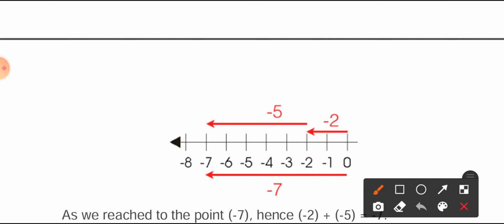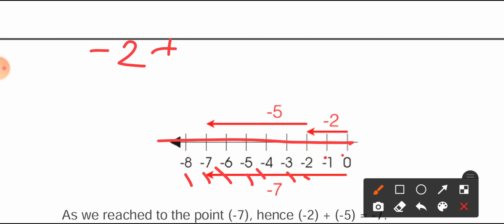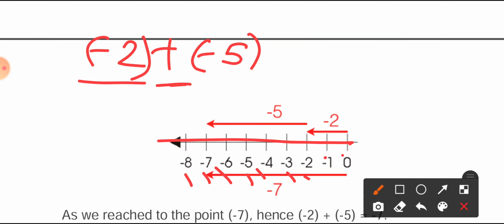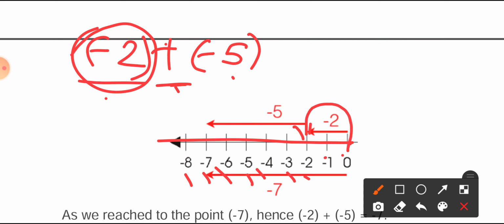So we will make a number line: 0, -1, -2, -3, -4, -5, -6, -7, -8. It is given that we have to add two negative integers, so -2 plus -5. First you can see that the first integer is given as -2. It means first we'll go from 0 to -2.